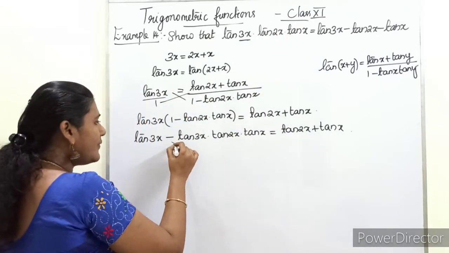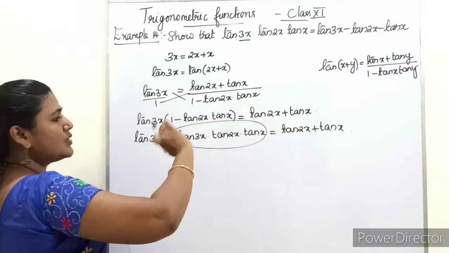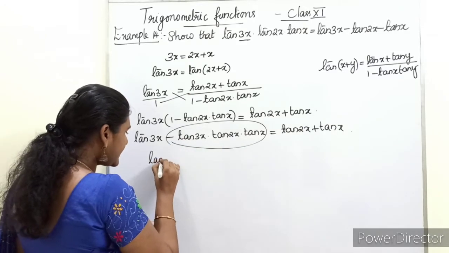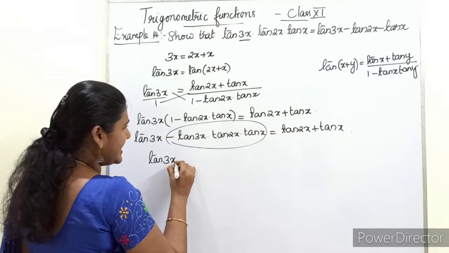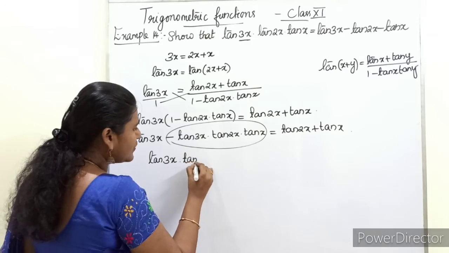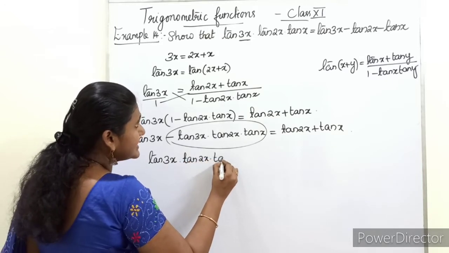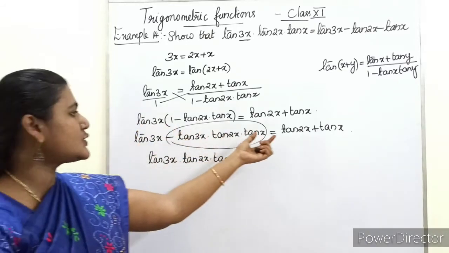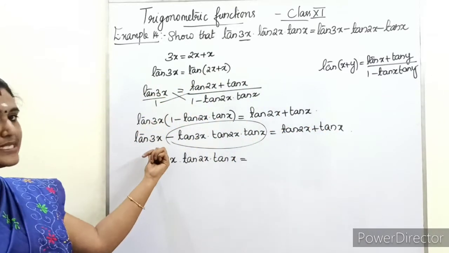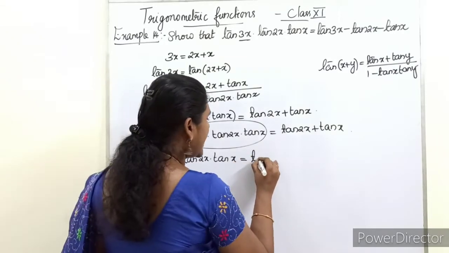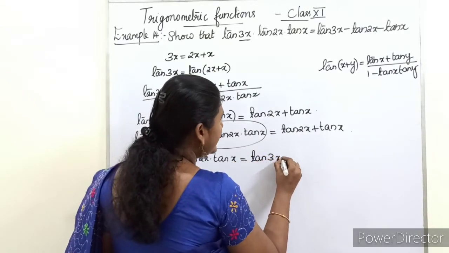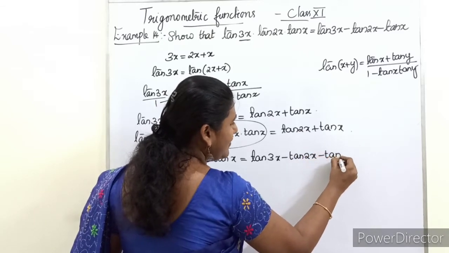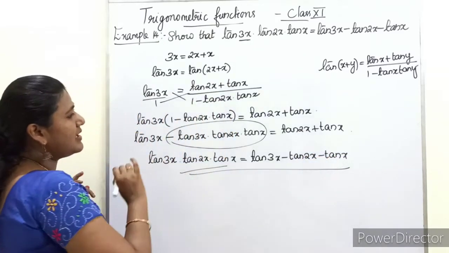So what we will do, we will take this expression alone to one side. So here it is minus, so we will take it to the other side. So you will get tan 3x into tan 2x into tan x is equal to tan 3x. These two expressions we will bring to this side. So we will have tan 3x minus tan 2x minus tan x. So this is what we have to prove. So this is the answer.